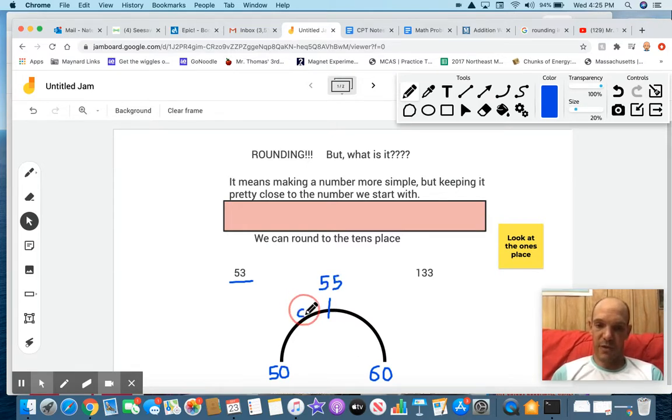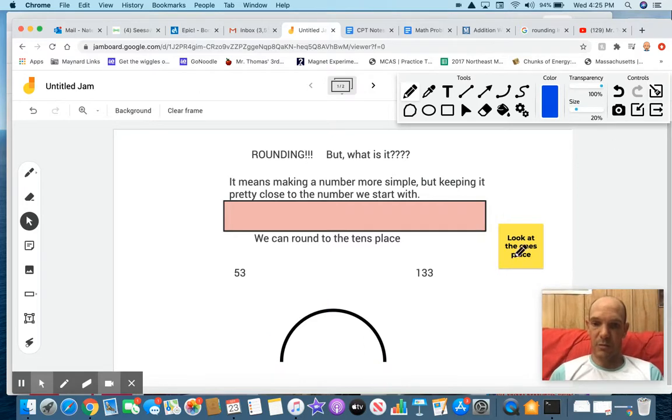And we want to think of it kind of as a ball. And if that's a hill, and you put a ball on a hill, that ball is going to roll down the hill. So we can say that 53 is going to round to 50. That is the closest 10 to 53. And we can take that same idea and apply it to a slightly larger number. So I'm going to take the number 133.